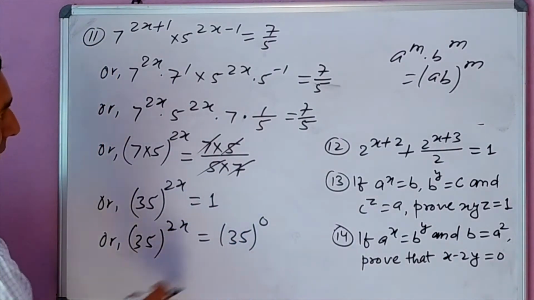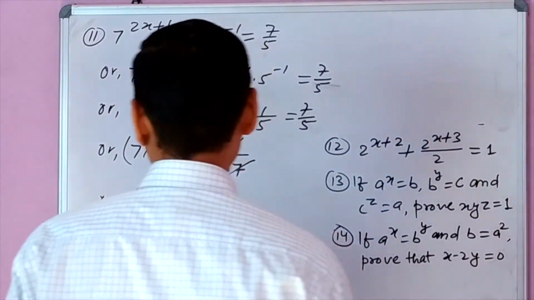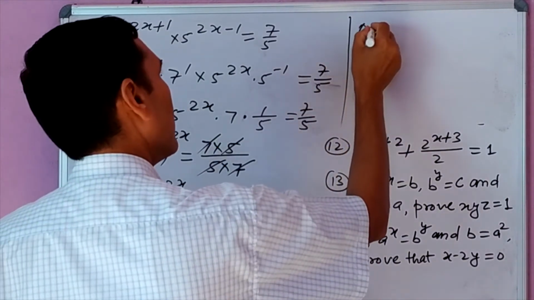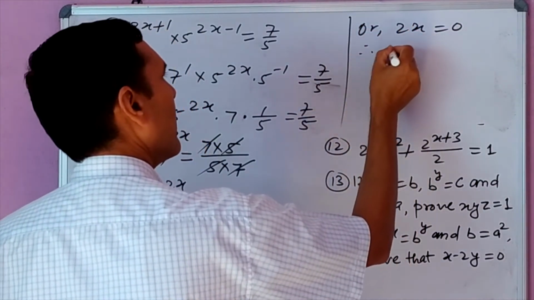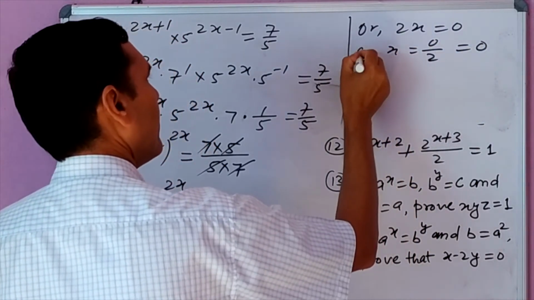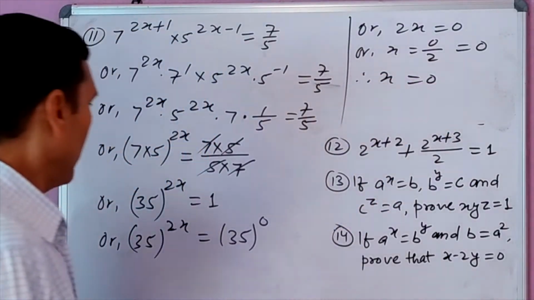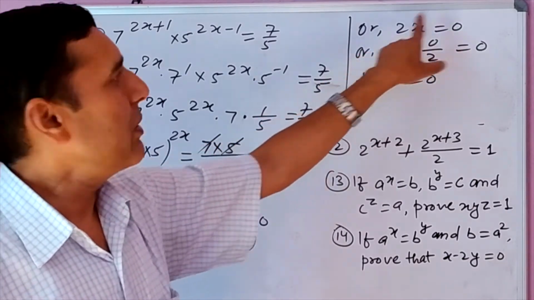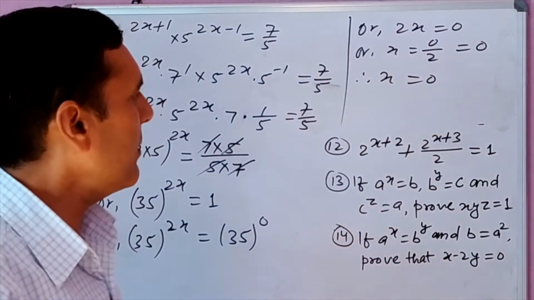So therefore we have got the same base on both sides, 35. Now we can equate the power. I am writing here, 2x is equal to 0. Therefore x is equal to 0 upon 2. It is 0. Therefore x is equal to 0. 2x is equal to 0, and when this 2 goes to divide on the other side, x is equal to 0 upon 2, it is 0. That means x is equal to 0.